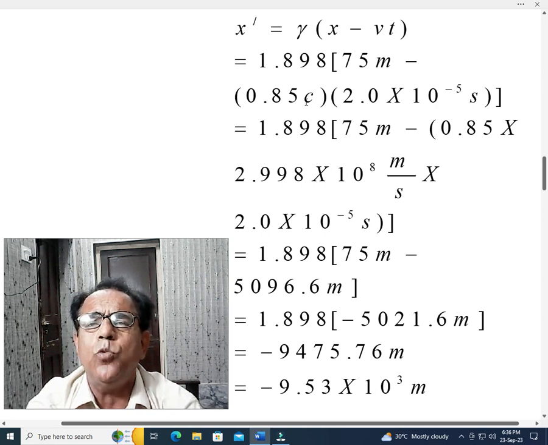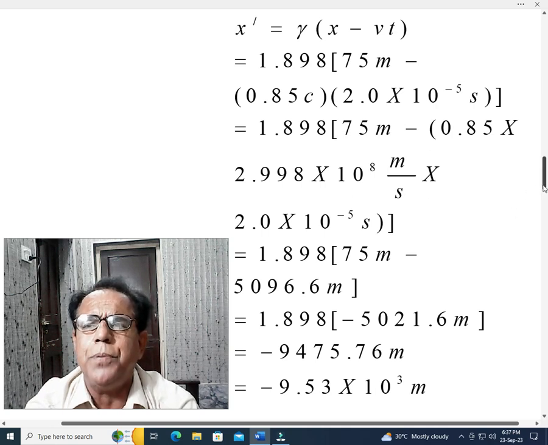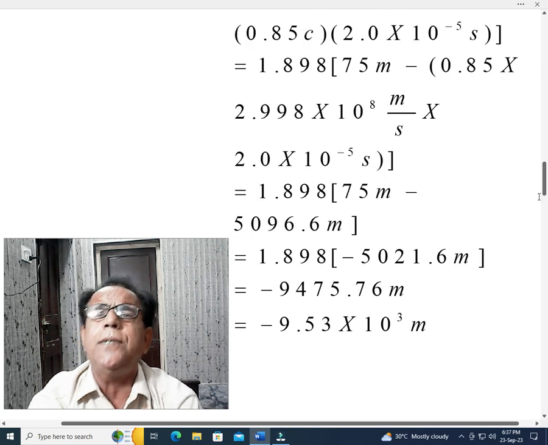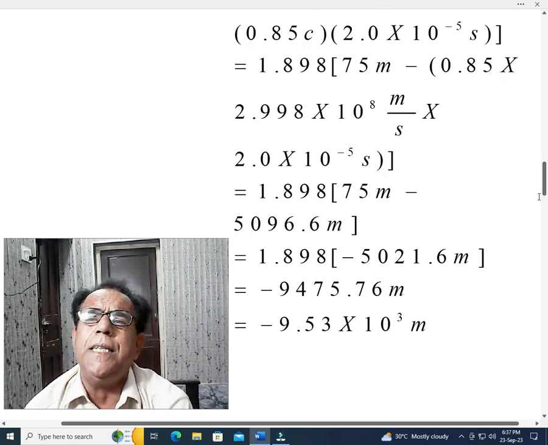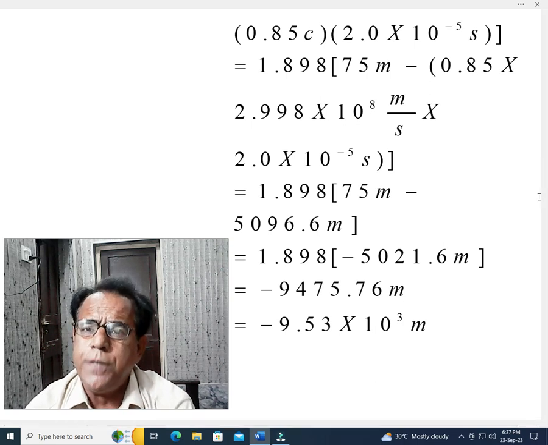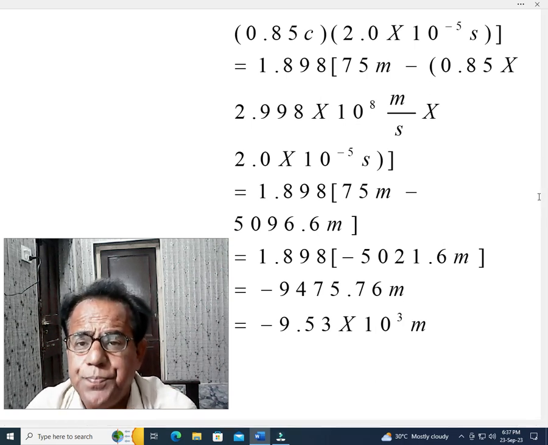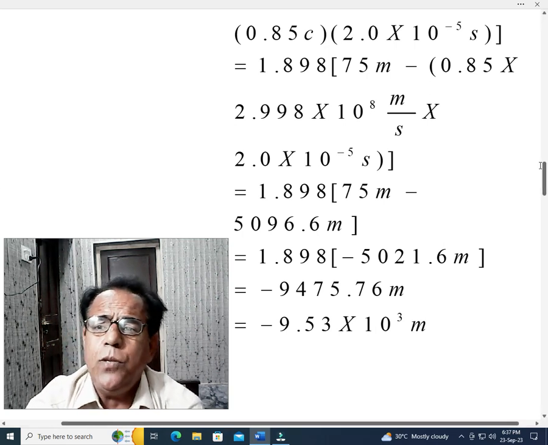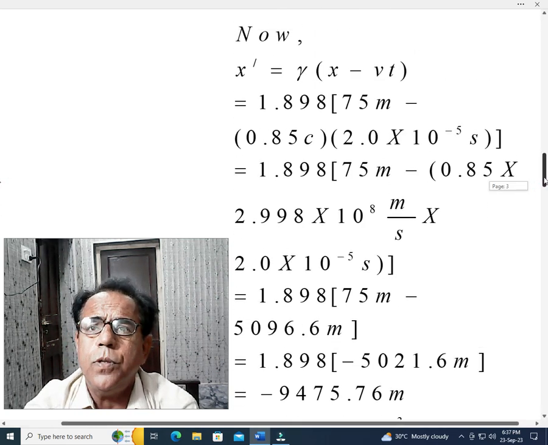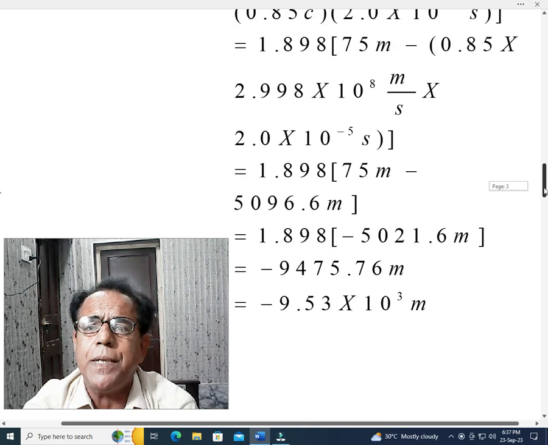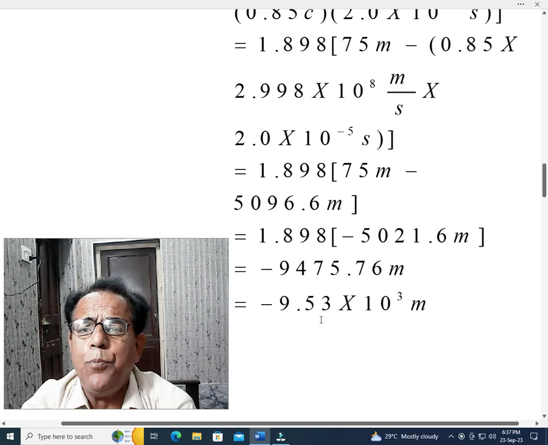Moreover, here we have used the value of c. In place of c we have used 2.998 into 10 raised to the power 8 meter per second. Remaining things are almost the same. Next, just simplification. We do not need to explain these steps. It is quite clear from the screen. You can yourself reach the final value. The final value of x dash becomes equal to minus 9.53 into 10 raised to the power 3 meter.